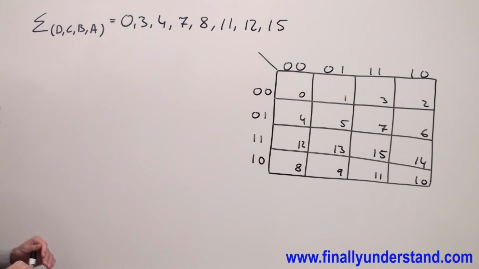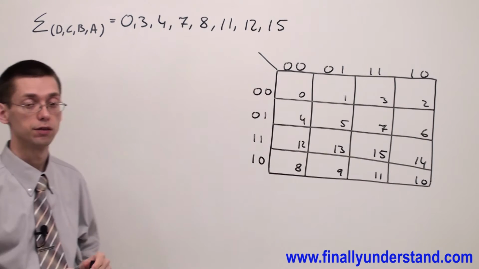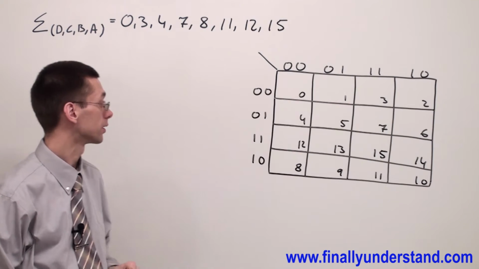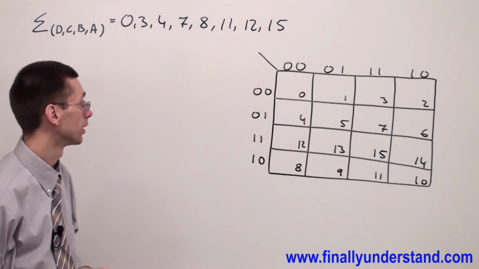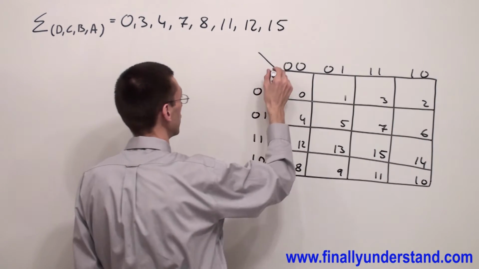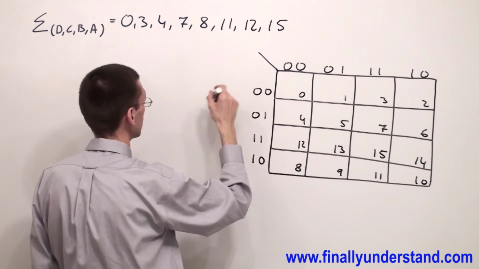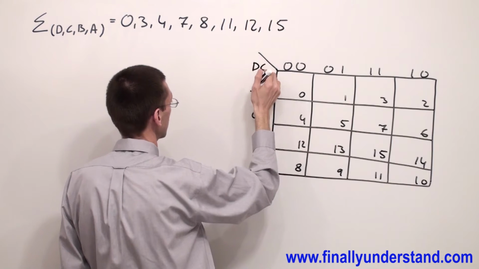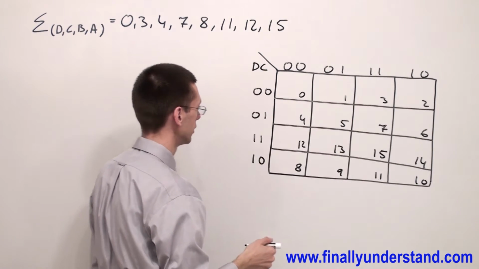Let's take a look at this example. This time we have D at the front of each term, and it means that D is going to represent the most significant bit. So you have to prepare your Karnaugh map properly in order to solve this expression. It means that DC are going to control the left side of the K-map.